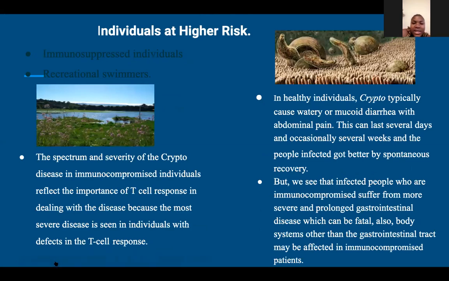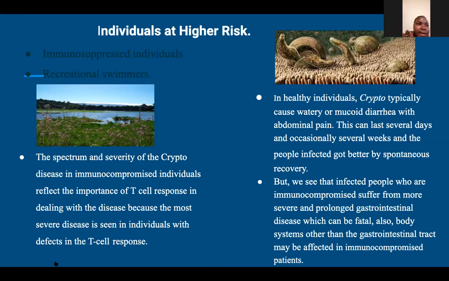Okay, so as I said earlier on, the individuals at high risk are immunocompromised patients and recreational swimmers. The spectrum and severity of the crypto disease in immunocompromised individuals reflects the importance of T-cell response in dealing with the disease, because most severe diseases occur in individuals with defects in T-cell response. As we said when we were talking about our immune system, the T-cell has a major role in fighting off pathogens and things like that.